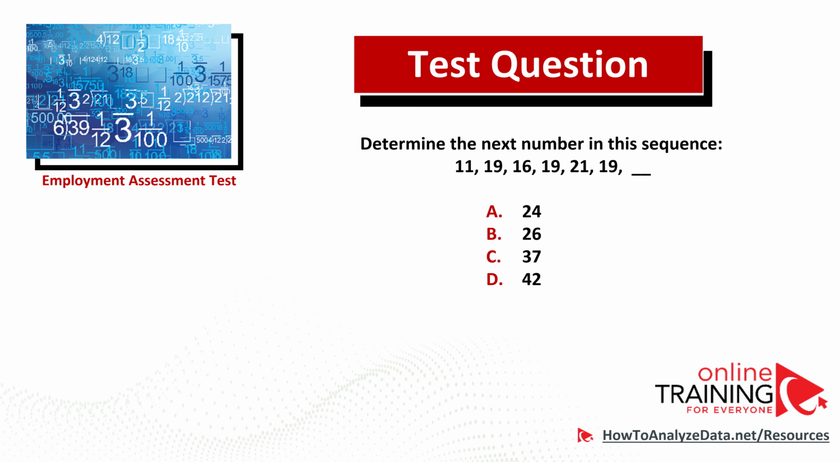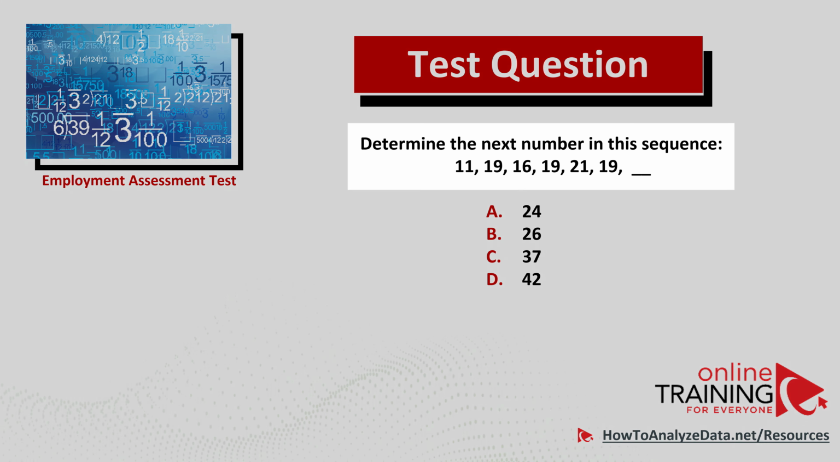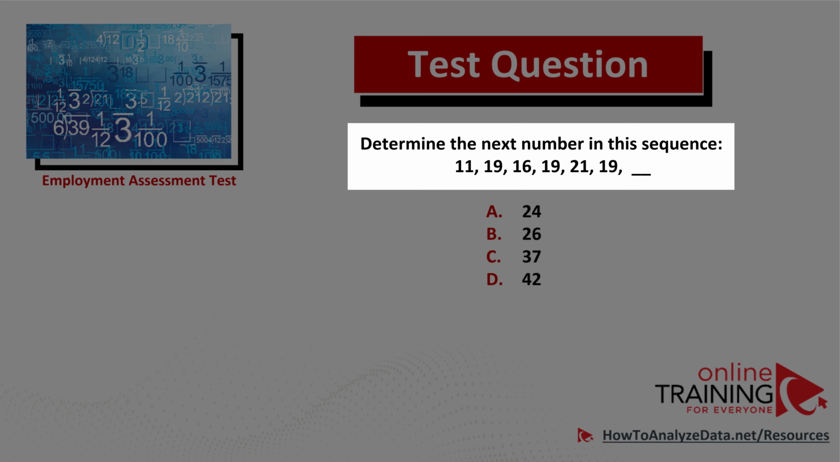Let's look at the interesting and at the same time tricky question which we frequently see on the test. Determine the next number in the sequence. And you have a sequence of numbers 11, 19, 16, 19, 21, 19. And you need to determine the next number out of the 4 choices provided.